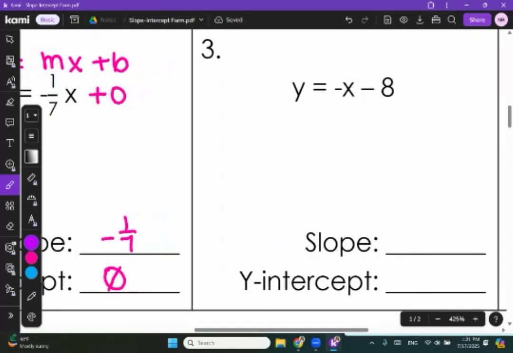Next, we can clearly see that the y-intercept is negative 8. But for the slope, there's no number. Remember, you always fill it in with the 1. So slope is actually negative 1 in this case.